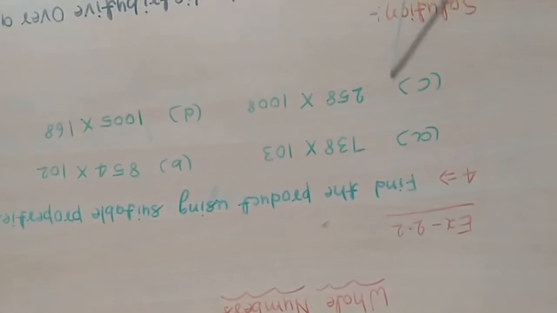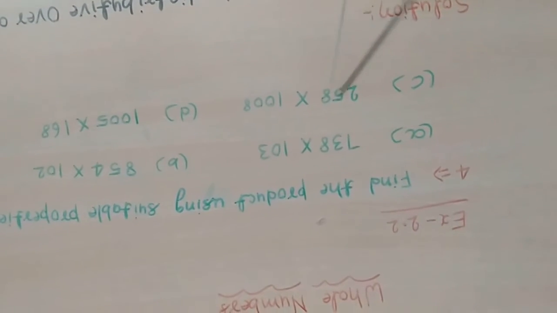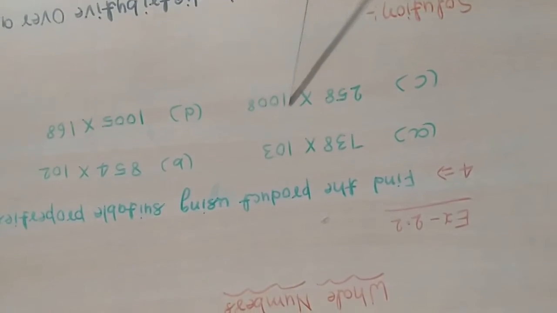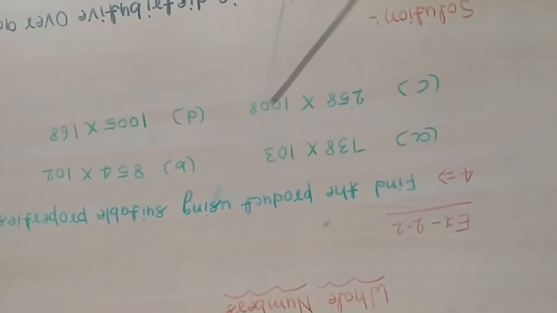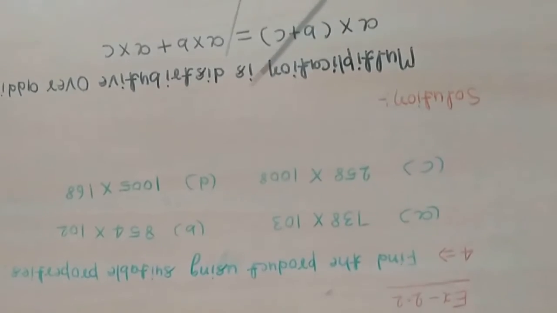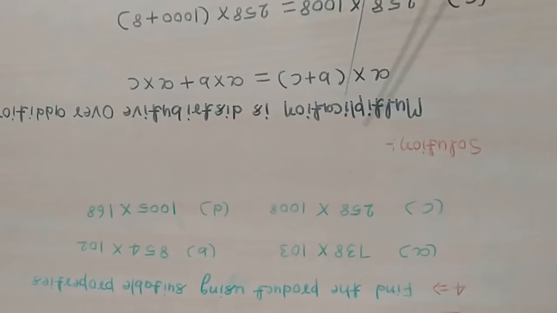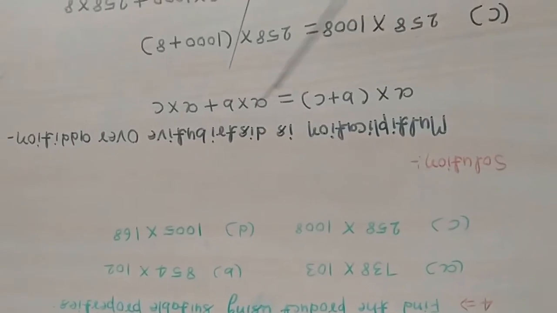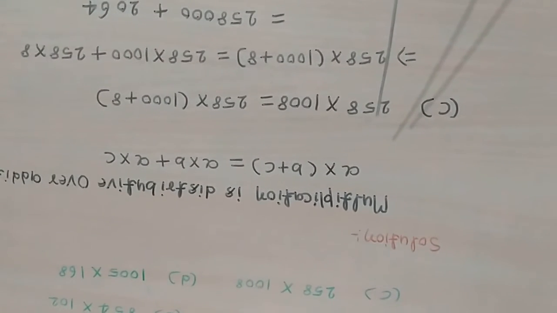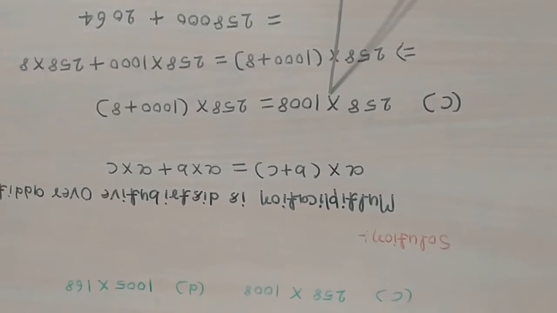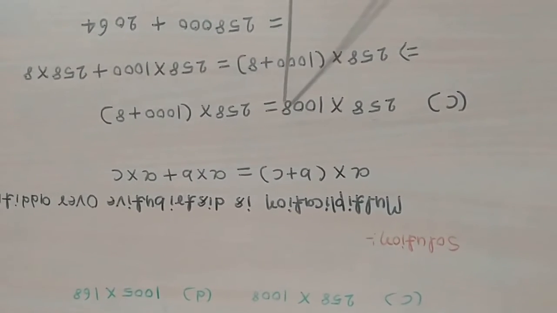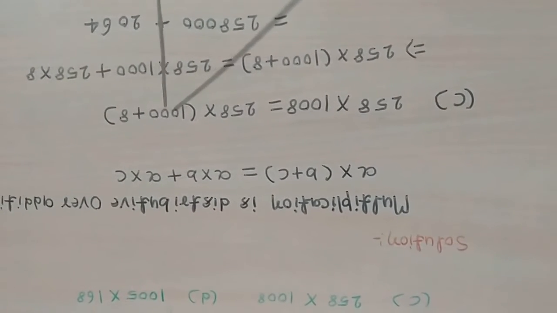Students, this is C part of question 4. 258 into 1008. Here we break 1008 in the form of 1000 plus 8. After this, apply these properties. Multiplication is distributive over addition. First we break it. This is your question: 258 into 1008 is equal to 258 into, we can write 1008 in the form of 1000 plus 8.